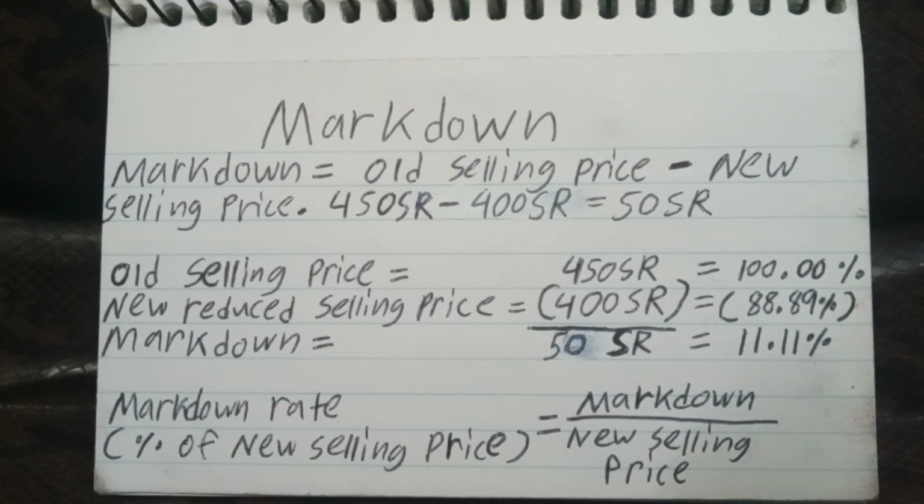So if we write it down, old selling price equals 450 reals, which is at 100%. And the new reduced selling price is at 400 reals. And the markdown is at 50 reals. So you might be asking, how did we get this 88.89% and the 11.11%? So as you can see down there, the formula shows markdown rate.